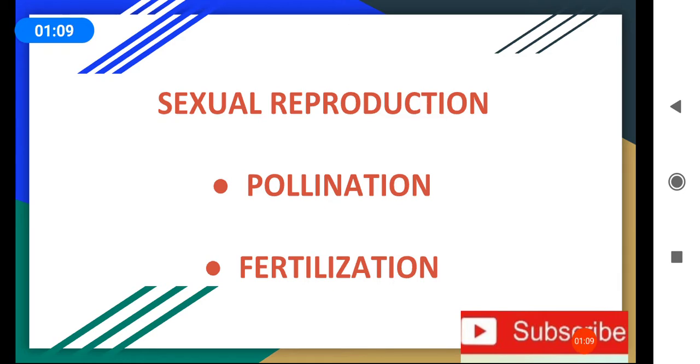Already we have learned pollination. About pollination, many things we learned. What is pollination? What are the types of pollination? Then what are the agents that help in pollination? We learned many things. So what is pollination? Pollination is the process by which pollen grains from the anther are transferred to the stigma.